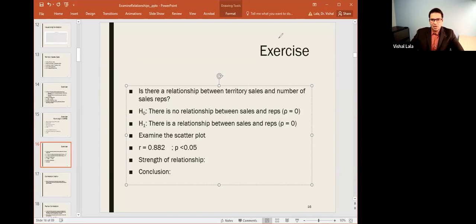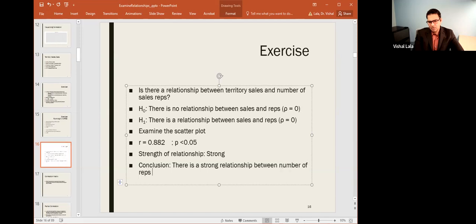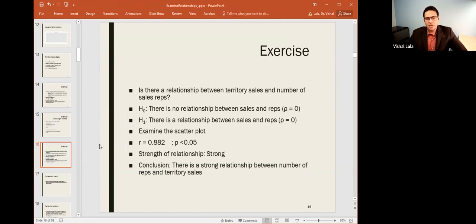So clearly, we would reject the null hypothesis of no relationship. We'd say the relationship is strong. There is a strong relationship between number of reps and sales. Okay, so this is how you examine a correlation between a pair of variables.